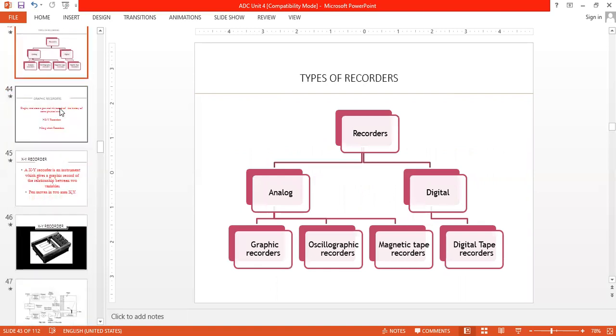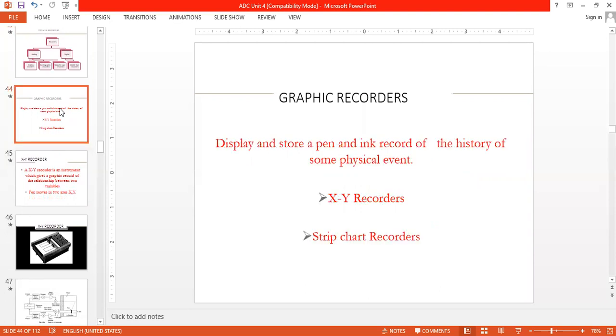These are the different recorders available in real-time operations: the analog recorder and the digital recorder. Examples of analog recorders are graphic recorders, oscilloscopic recorders, and magnetic tape recorders. In digital, we have digital tape recorders.